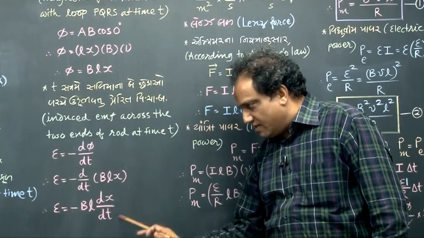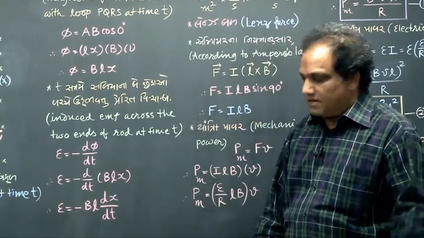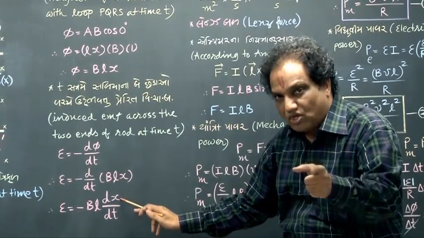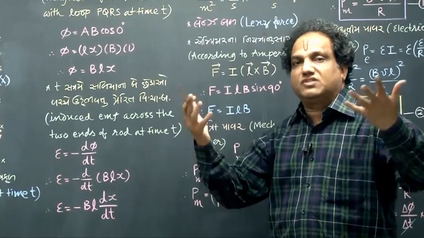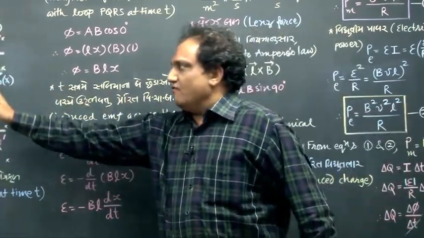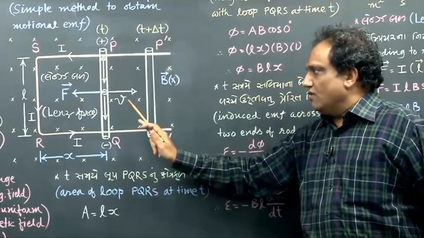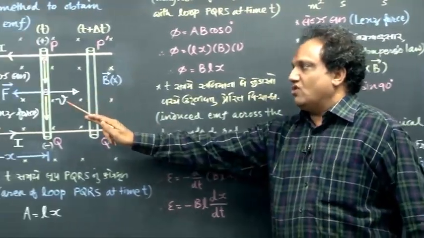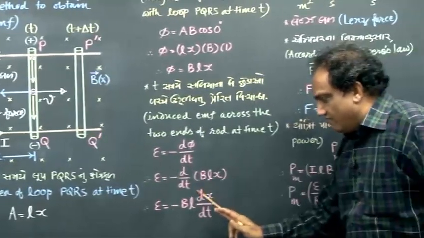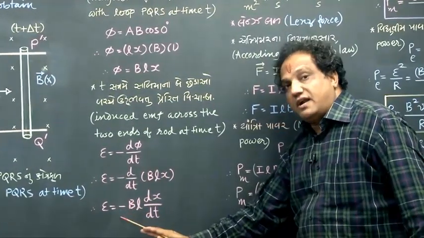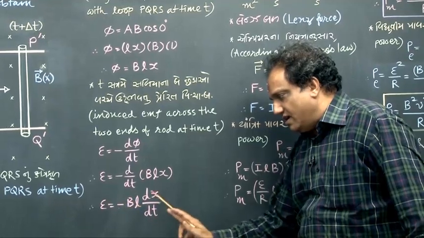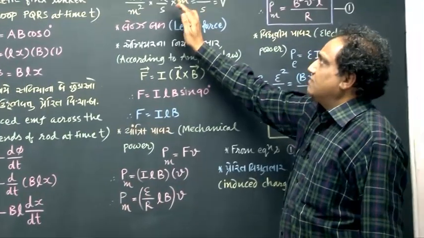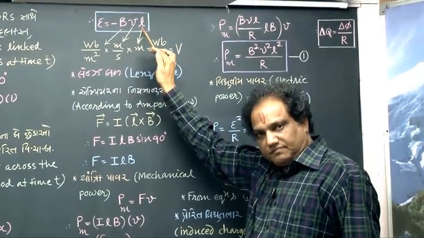What is this dx by dt? From first semester, the time rate of change of position of a body would give you instantaneous velocity, and here the velocity of the rod is constant, equal to v. So this dx by dt can be replaced by the velocity of the rod, which is v. So when you write v, it will read minus BvL. Here it is, minus BvL, correct?